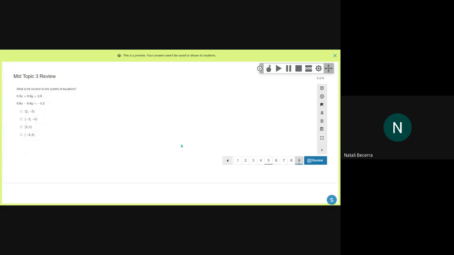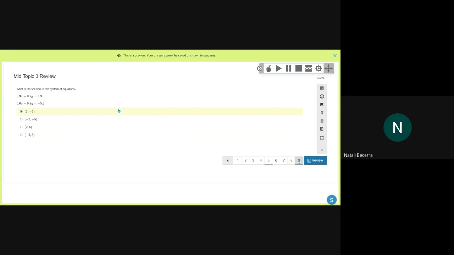All right, and then this last one, what is a solution to the system of equations? Whoops, that's not the answer, okay? I accidentally clicked on it, but that's not the answer. Well, I don't know, actually. I haven't worked this out. Well, I did work it out. I just don't remember the answer off the top of my head.